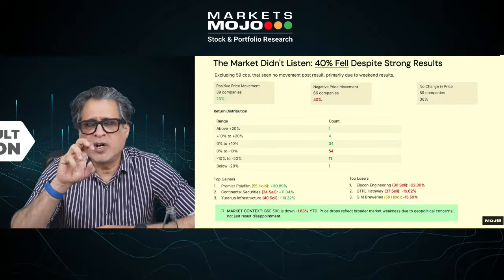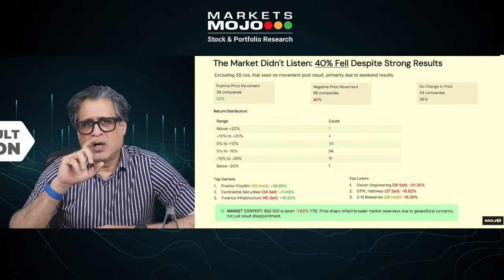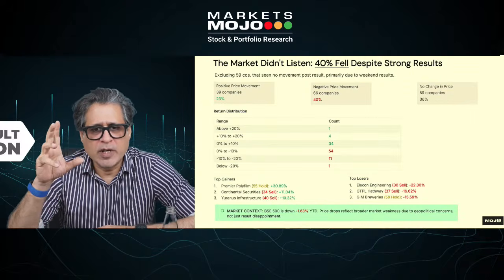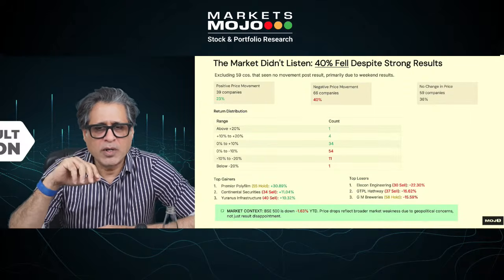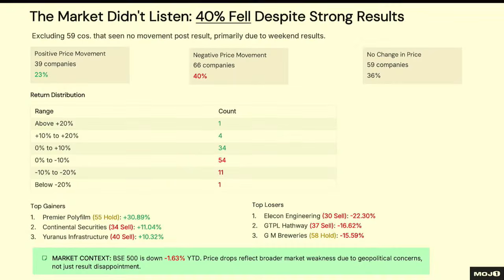It shows you that the fundamental strength, at least this quarter, is still intact, is coming back. As I said, the sample size is smaller, but in the next 1 or 2 weeks, we'll keep seeing how the whole corporate earnings of the country build up. Let's look at the return distribution.